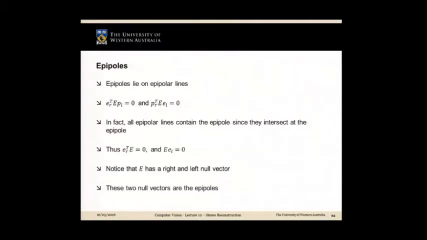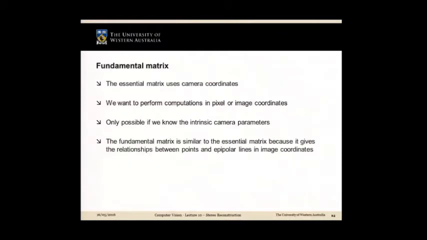Now notice that E has a left and right null vector. That's why the product of the essential matrix with your epipole gives you 0. All right, so E has left and right null vectors. Just keep this property of the essential matrix in your mind, right? And these two null vectors are the epipoles in this particular case. So the two null vectors of the essential matrix give you your epipoles. Any question on the essential matrix so far?